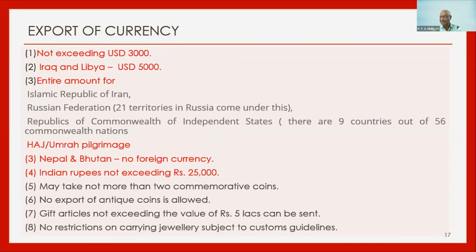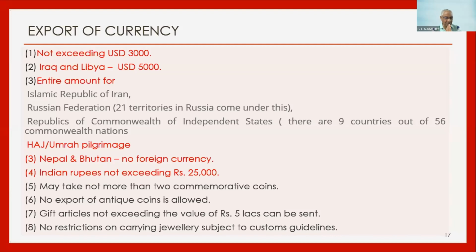Export of foreign currency. How much currency can we take? As per the LRS scheme, we can take up to $250,000. Can I take the entire $250,000 in foreign currency? No. It is only $3,000. If we are going to Iraq and Libya, 5,000. If we are going to the Islamic Republic of Iran, Russian Federation, or republics of the Commonwealth of Independent States, the entire $250,000 I can take abroad in foreign currency.